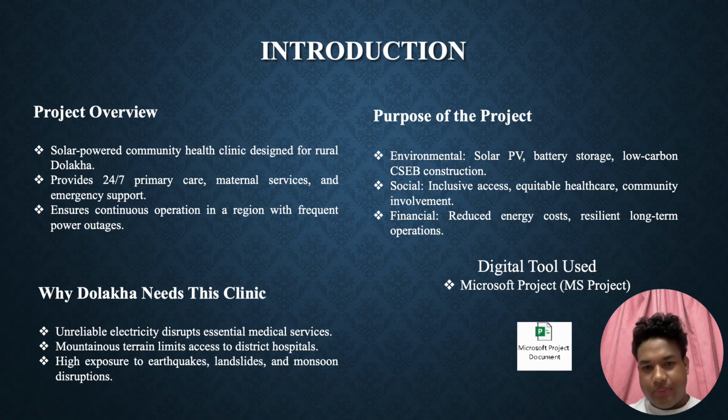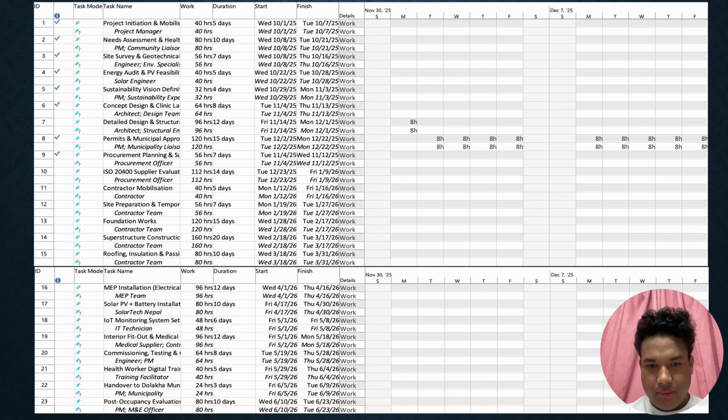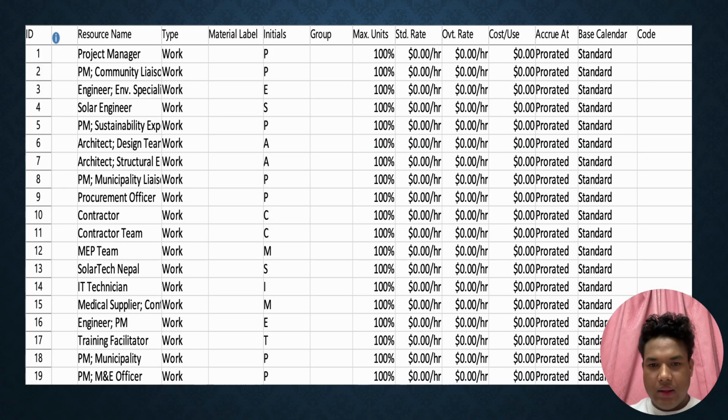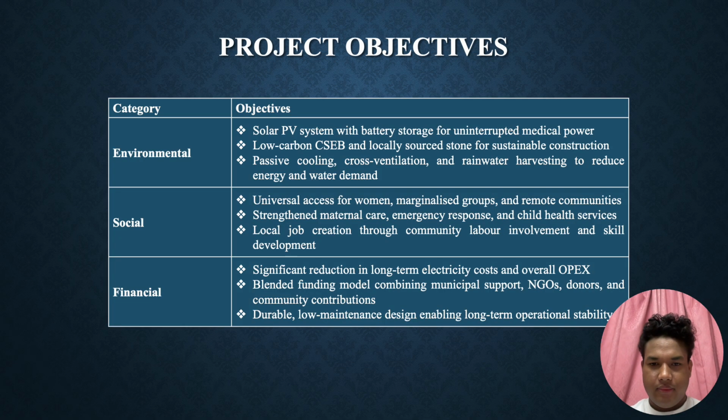Talking about the project plan, I have put some MS Project plan in a screenshot. You can see this is my project plan. This is the next slide. I have some Gantt charts, some resource material, and some project digital tool reflection. So let's talk about my project objectives.